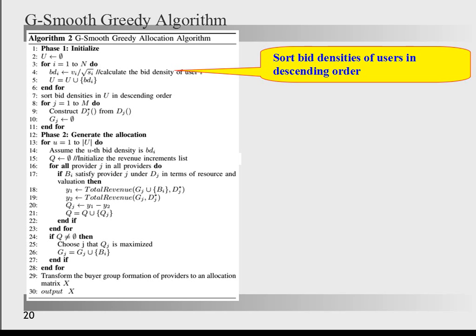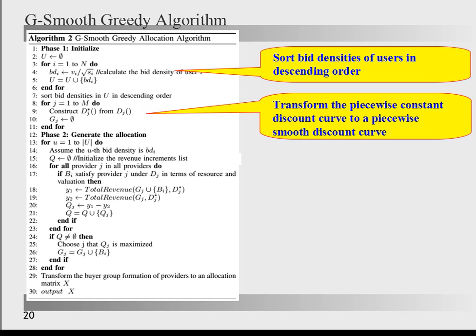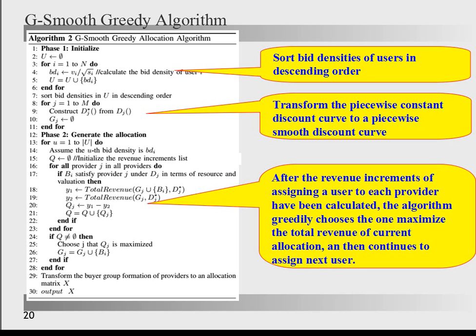There are two phases in our G-smooth greedy algorithm. The first phase is to sort bid densities of users in descending order, which transforms the original discount function to a new piecewise smooth one. After that, the allocation is generated by traversing the sorted list of bids of users. For every user, the revenue increments of assigning him to each provider will be calculated. Then, the algorithm greedily chooses the one that maximizes the total revenue of the current allocation. After the round ends, the algorithm will continue to the next user.